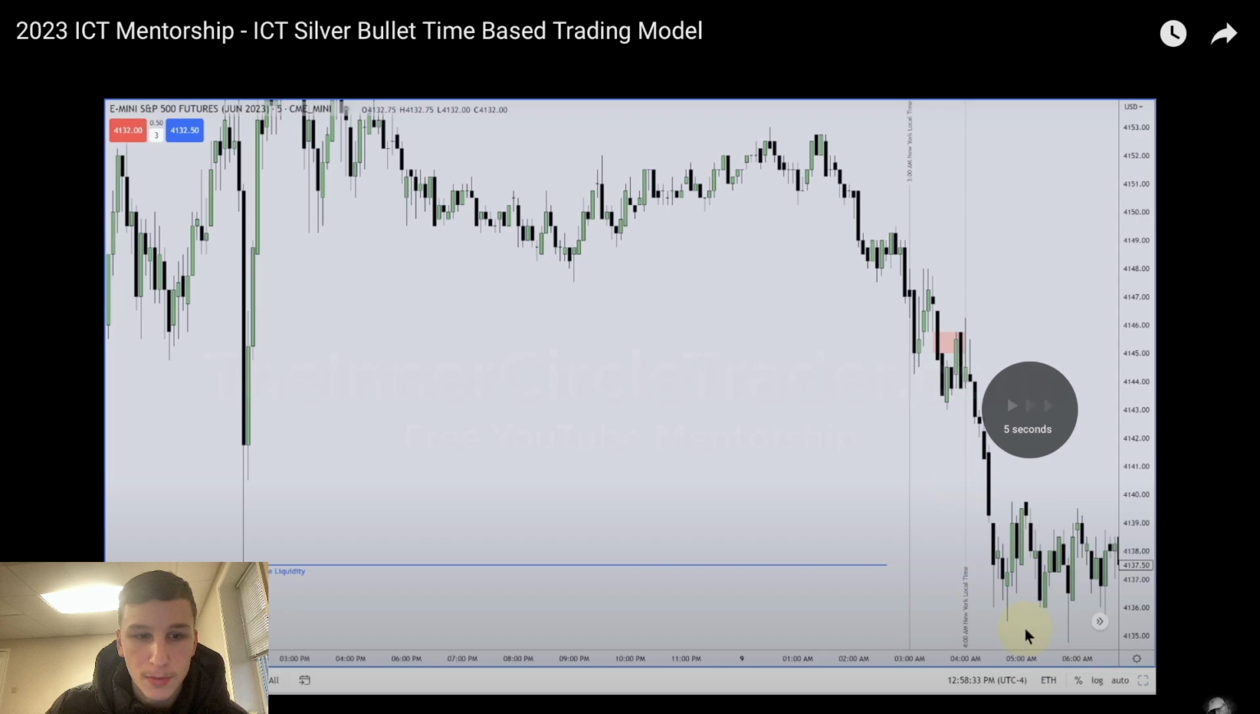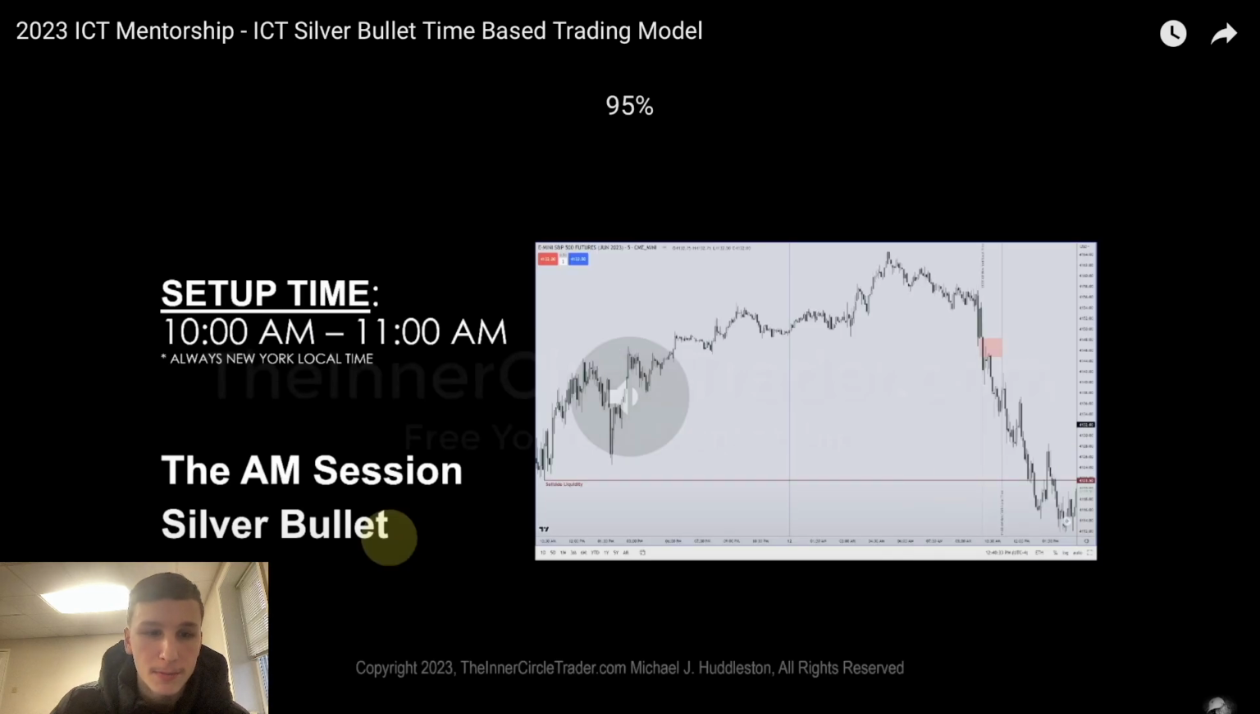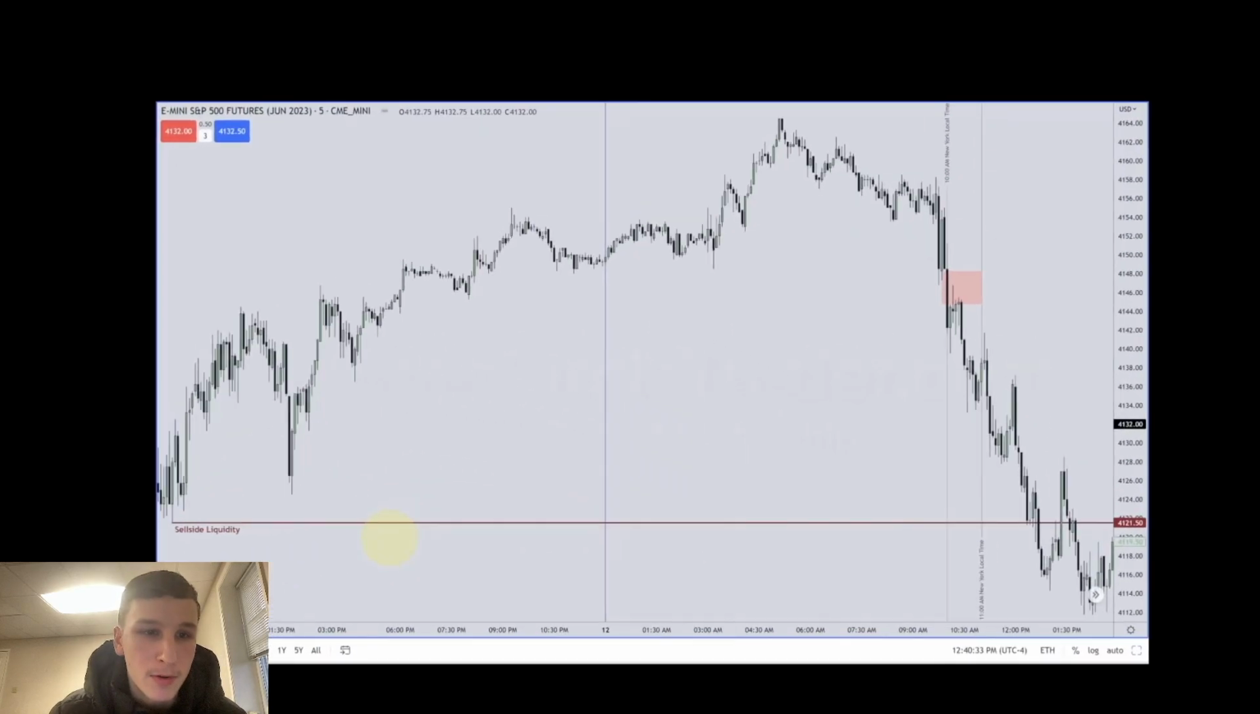I know it's up here somewhere. There we go. This one is focusing on the 10 a.m. to 11 a.m., always New York local time. And let's take a closer look. The best time window to trade, 10 a.m. to 11 a.m. There's not a better time window, in my opinion.